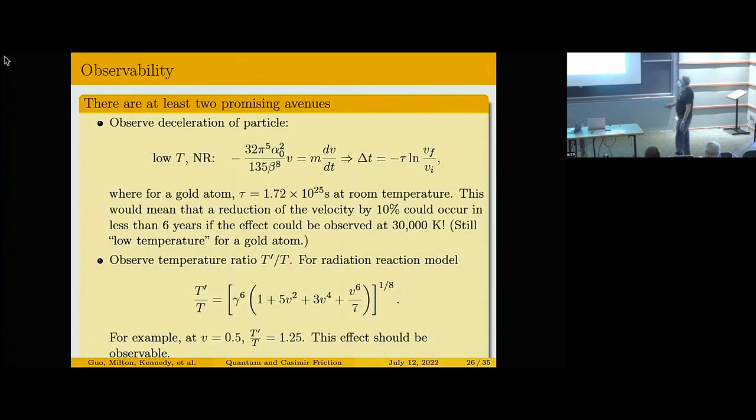So let me just end up here by saying a couple words about observability. The obvious way to observe quantum friction would be just to somehow have this particle traveling along for a long time, and it's losing energy.